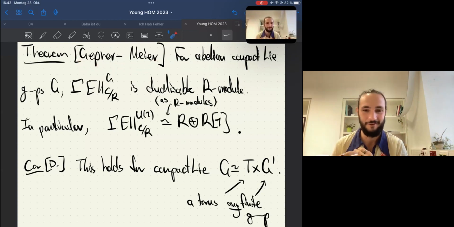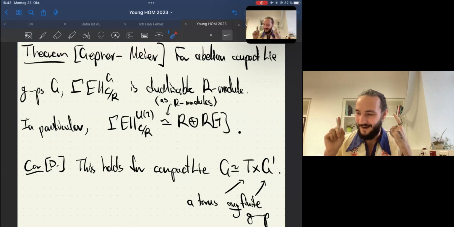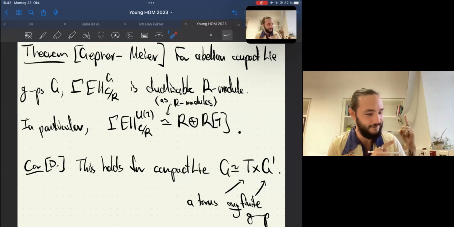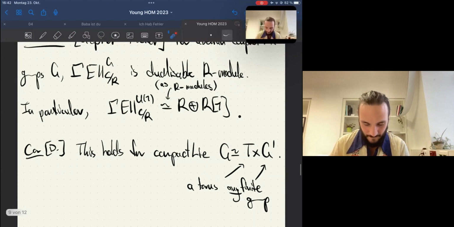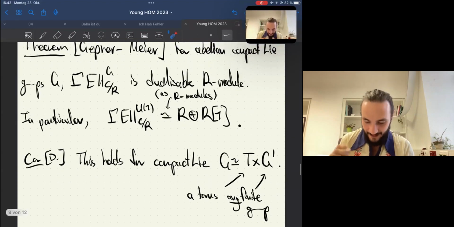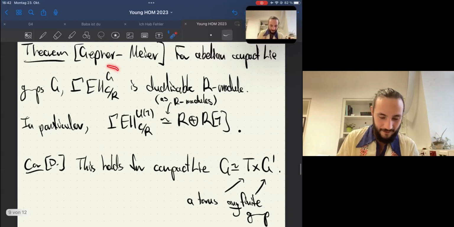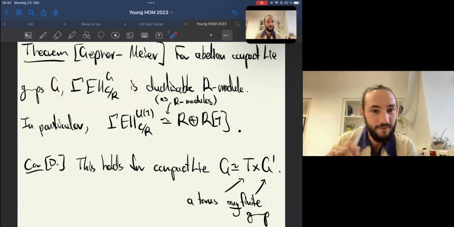You somehow have to make sure that you can use elliptic 3 at the same time as you use the Gepner-Meyer thing, and that involves a little translation. But in particular, I just want to highlight again, these things are not super big.